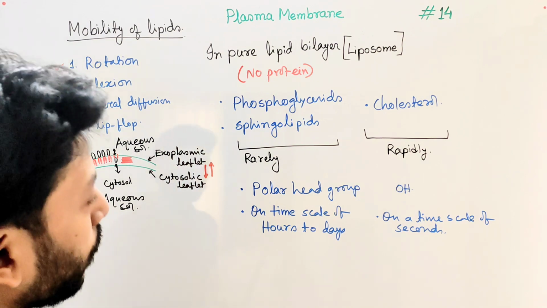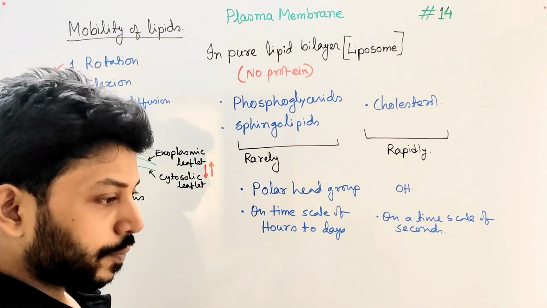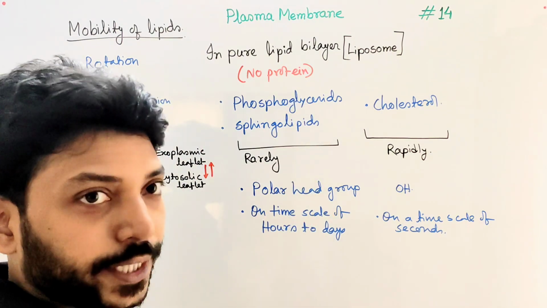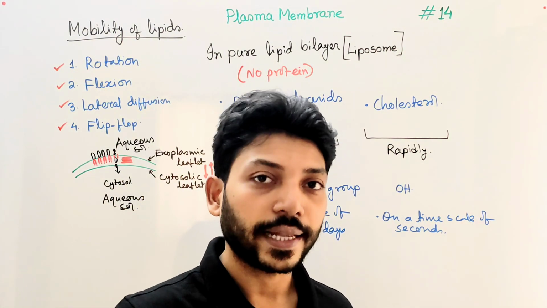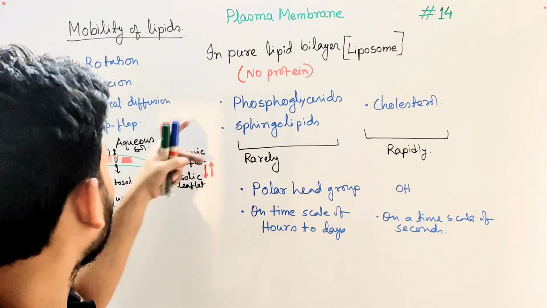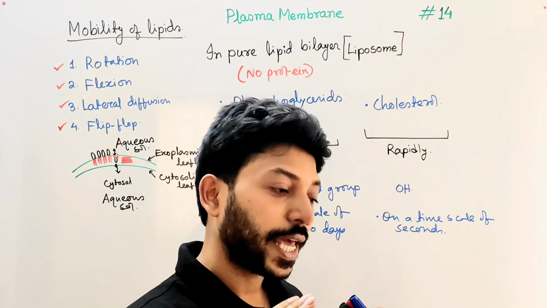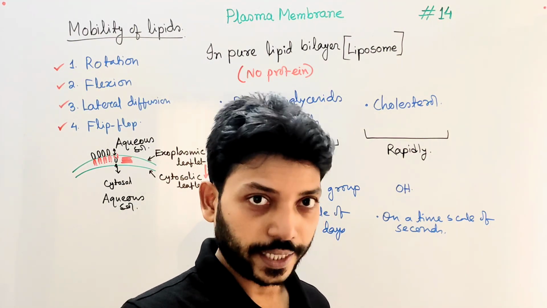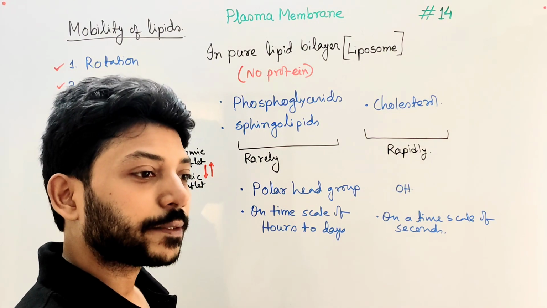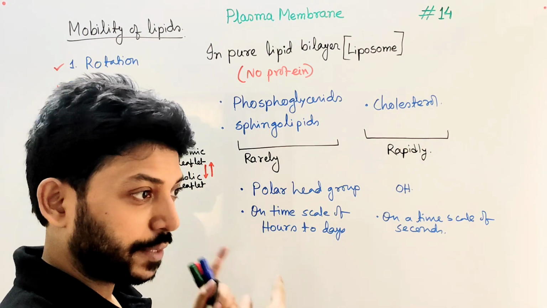Okay, now why have I mentioned pure lipid bilayer? Because in the pure lipid bilayer there is no protein. Now in the natural plasma membrane present in cells, there are some proteins that help these molecules perform flip-flop, because flip-flop movement has some significance in the cell.